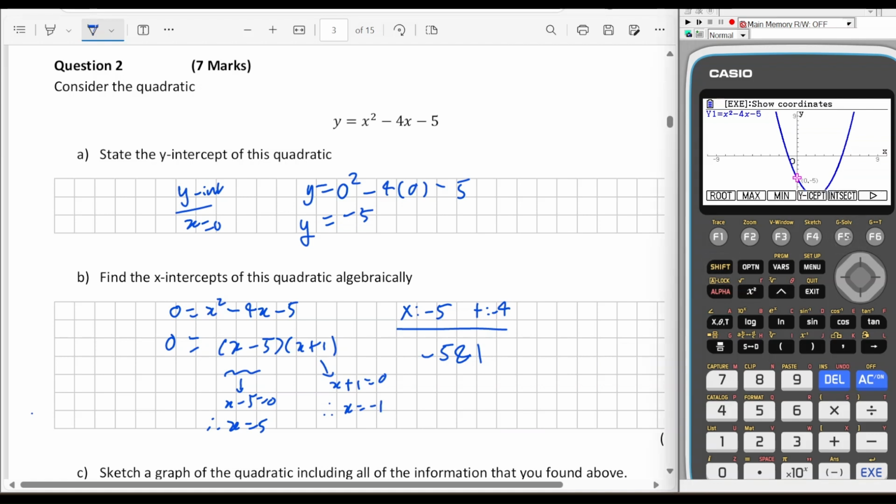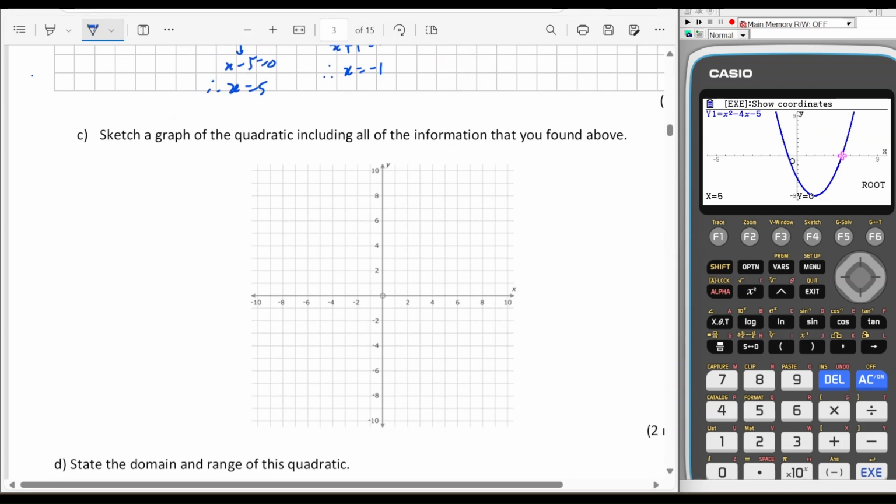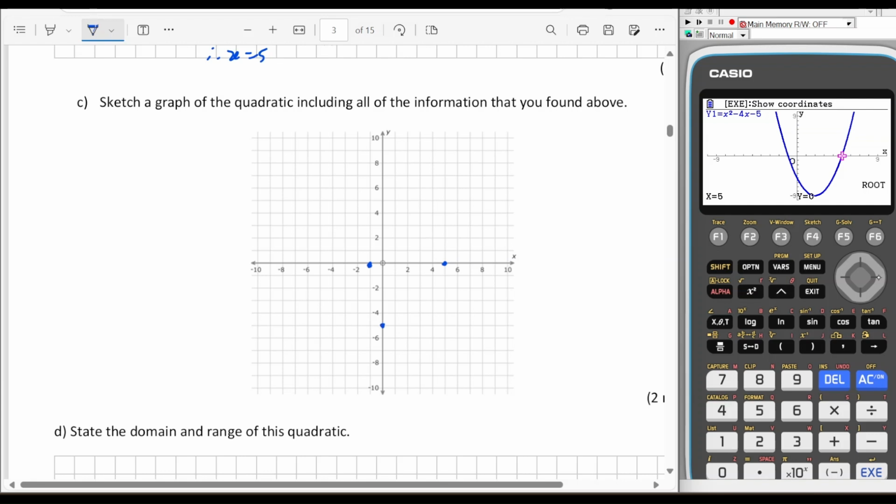And if you want to check, you can go G-Solve and Root. That'll give you the x-intercepts. We got one at minus 1 and one at 5. So that's good. Sketch a graph of the quadratic using the info that you found above. We're going to put minus 1 and 5 on there as our x-intercepts. I think the y-intercept was minus 5 as well. So there's the y-intercept.